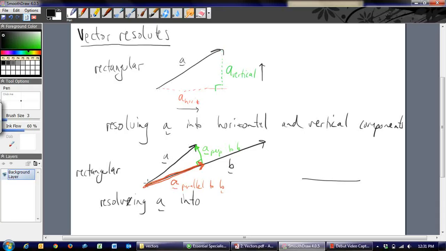So let me say it again. We've got our vector A. The component of A that is parallel to B is this red vector here. And then here in the green we have the resolute of A that's perpendicular to B. So we've broken A up into two pieces, one parallel to B, one perpendicular to B. Hope you understand that. If not, I'll go through it again in class. It's really important. Let me give you the formulas.